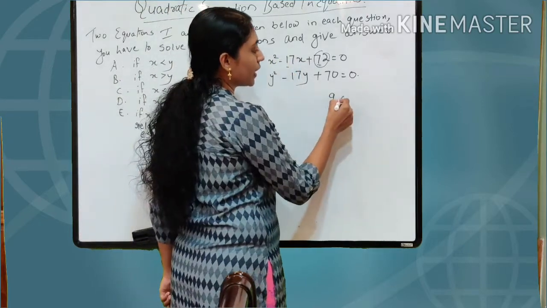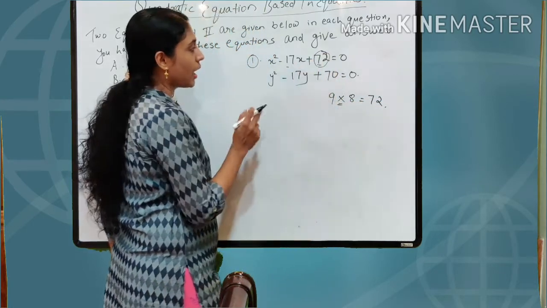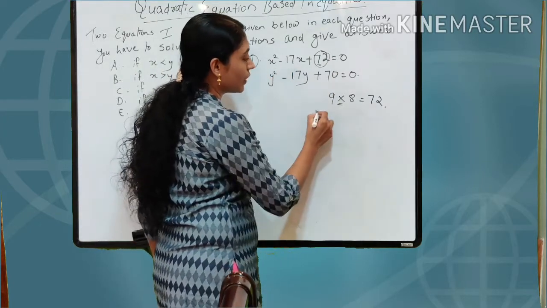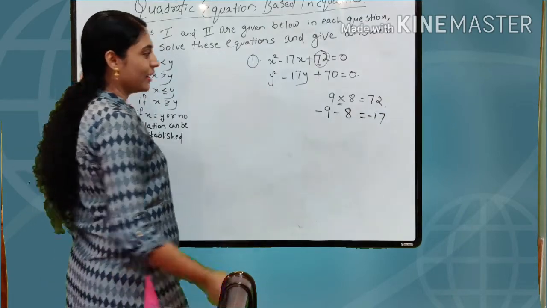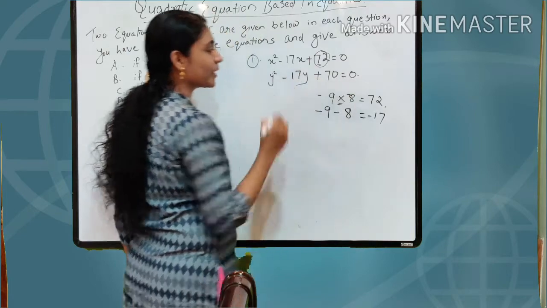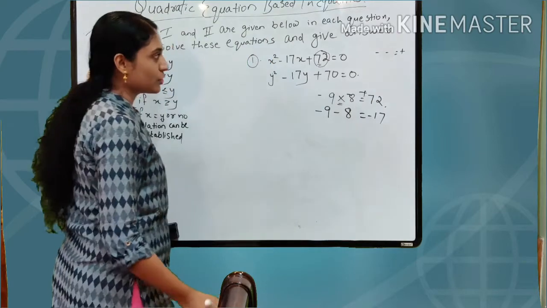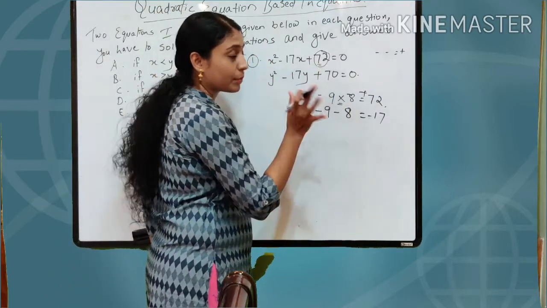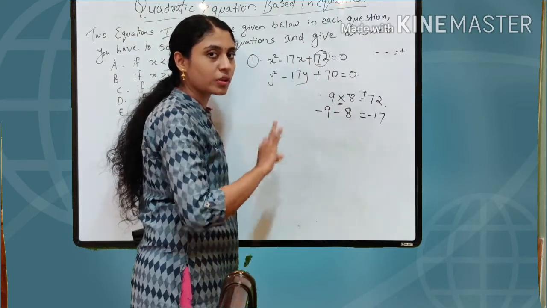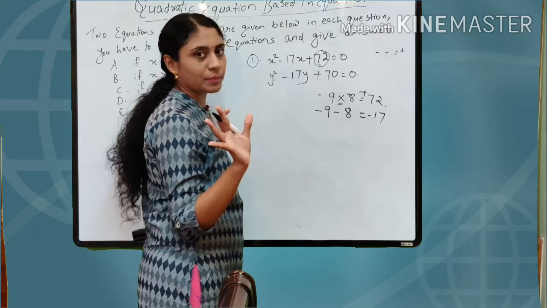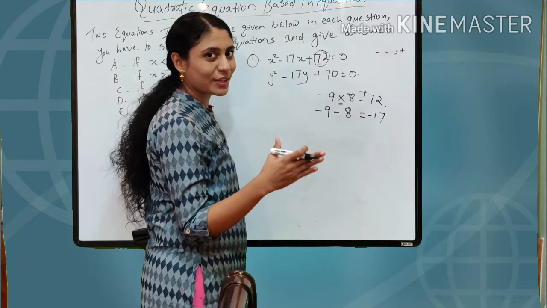Suppose 9 into 8, we know it is 72. So when we multiply, we get the constant term. And how will we get minus 17? When we do minus 9 minus 8, we get minus 17. And here minus 9 into minus 8 is plus 72, we know minus minus is plus. Understood? So when we multiply, we have to get the constant term, and we have to get the middle term either by adding or subtracting 2 numbers. I have done a detailed video on the concept of quadratic equation based inequalities.